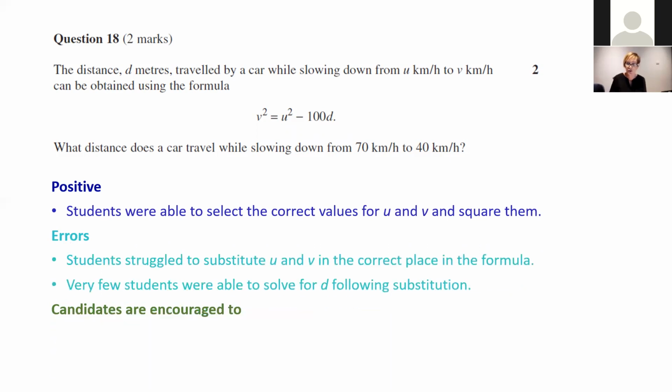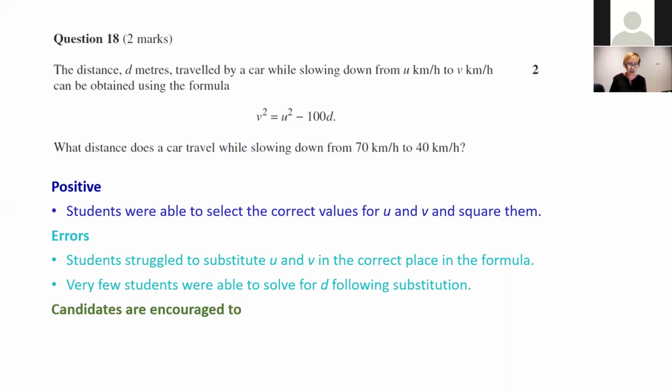Some of the concerns were that students struggled to substitute U and V in the correct place in the formula. They switched U and V because in the question it is from U to V, from 70 to 40, but in the formula it was V and then U. So it was a lot of reversal that we saw.